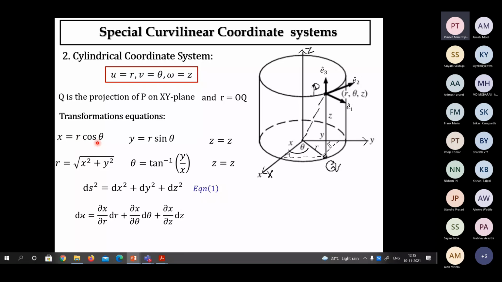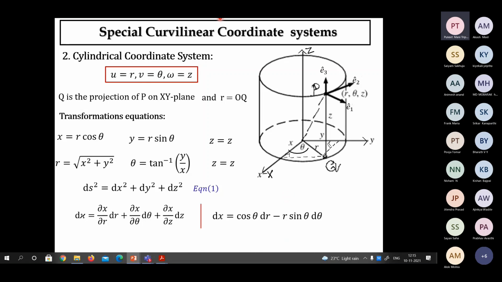x is a function of r, theta, right? So any function you can write in terms of partial differentiation like this: dou x by dou r into dr plus dou x by dou theta d theta plus dou x by dou z dz, right? But here we know the z parameter is not involved, so this term itself you can make 0. You can use only these two, or in most of the books it is included, so I have included the third term also. The z term also I have written. So dx is written like this.